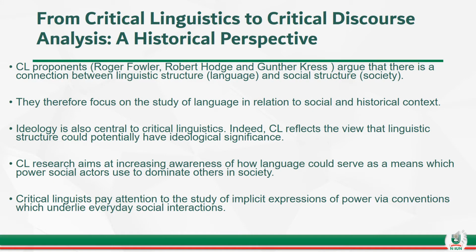From critical linguistics to critical discourse analysis, a historical perspective. CL here means critical linguistics. Critical linguistics proponents, for instance, like Roger Fowler, Robert Hodge, and Gunther Kress, argue that there is a connection between linguistic structure, language, and social structure. They therefore focus on the study of language in relation to social and historical context.